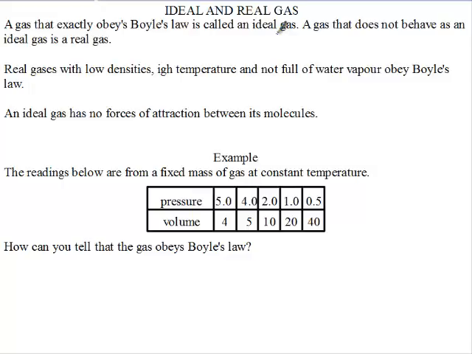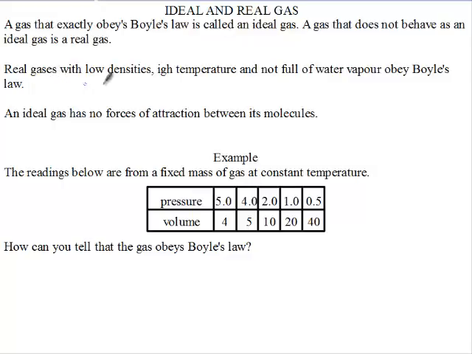Pressure and volume are inversely proportional. So when you multiply pressure and volume, you are going to get a number that is a constant. Multiplying pressure and volume, P1 V1, should give you a constant. So a gas that does not behave as an ideal gas is a real gas. What is an ideal gas? A gas that exactly obeys Boyle's law.